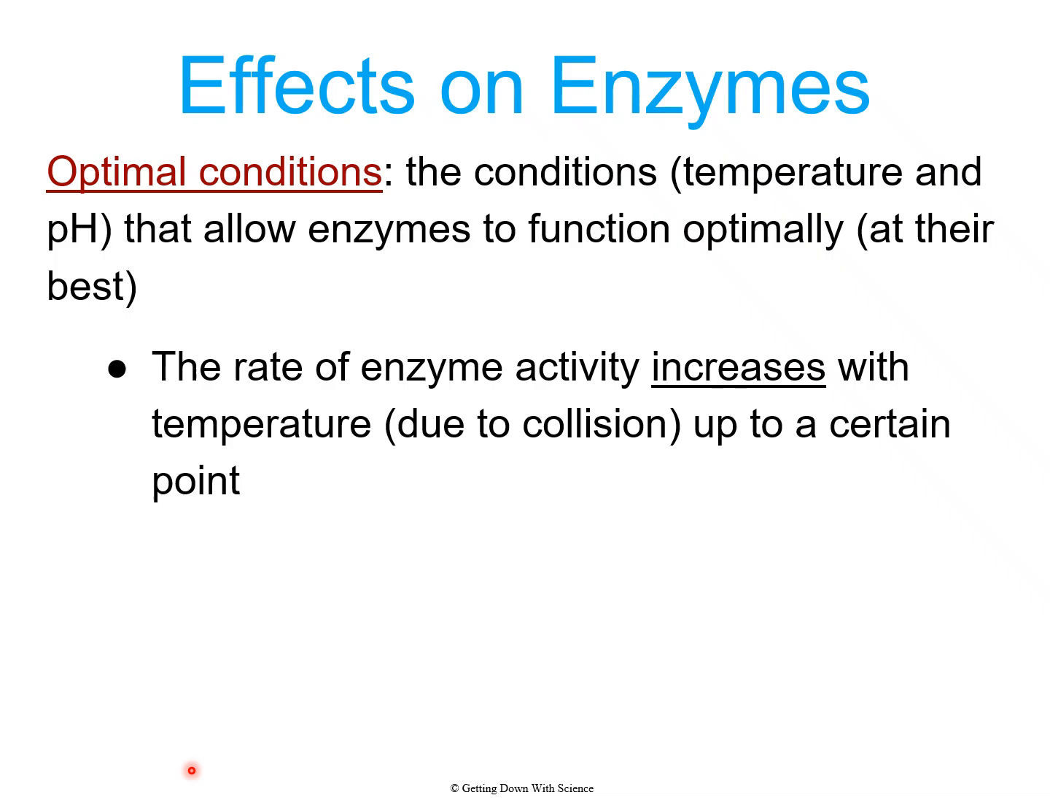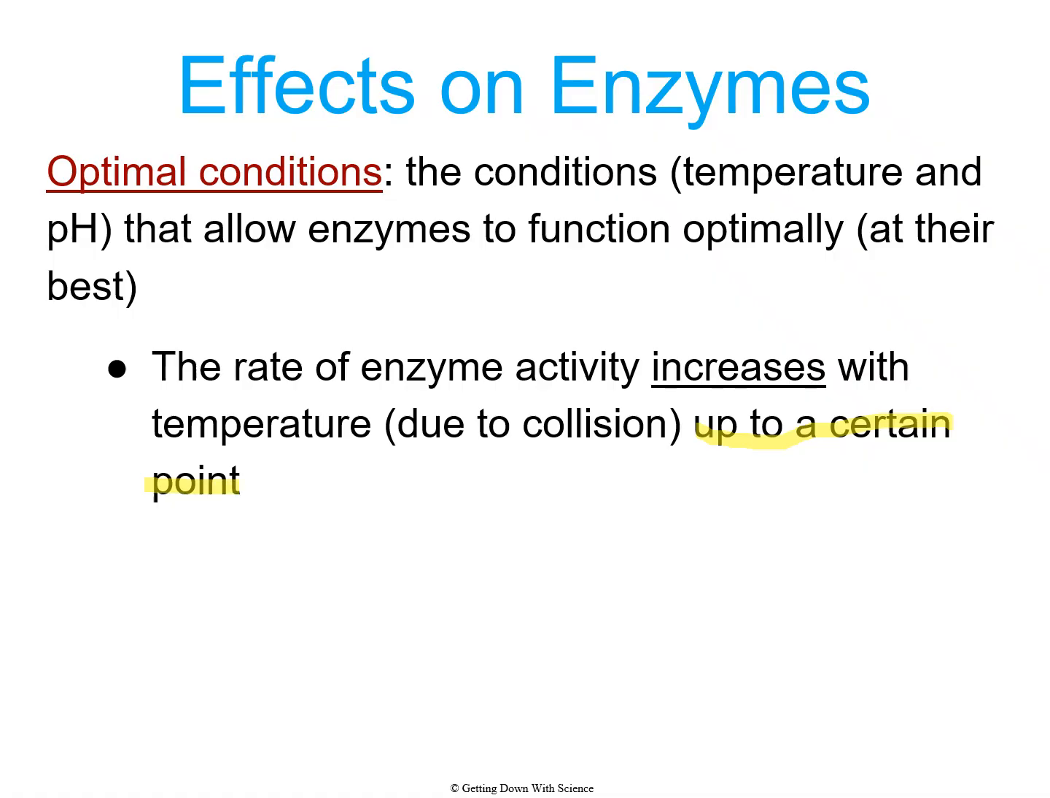The rate of enzyme activity increases once it reaches its optimal temperature or optimal pH. So the rate of enzyme activity increases with temperature due to collisions, up to a certain point. And this part is important, so I'm going to highlight this. Increasing temperatures are good up to a certain point, because temperatures can get so high that the enzyme becomes denatured.